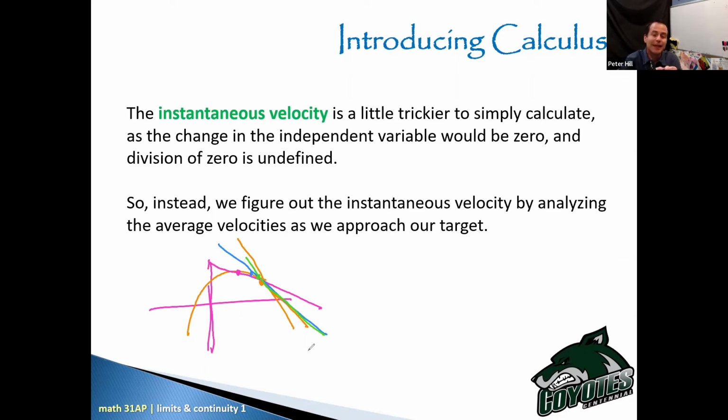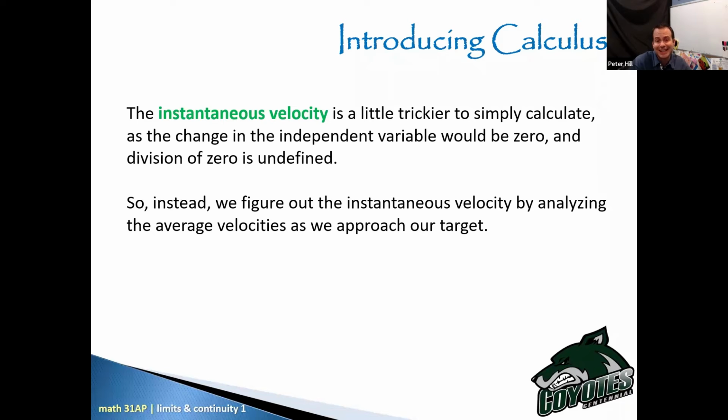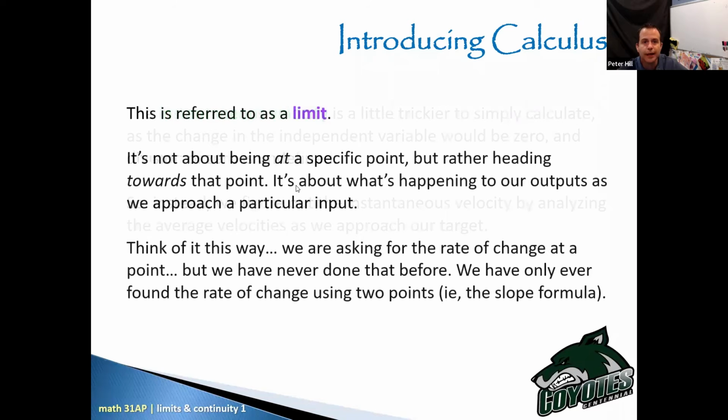So I can look at the number the slope is approaching, and that gives me a really good estimate of what the slope of that tangent line would be. It's the slope of the tangent line that is the instantaneous rate of change for that moment. By the way, that's called a limit. It's not about being at a specific point, but rather about heading towards that point. It's about what's happening to our outputs as we approach a particular input.